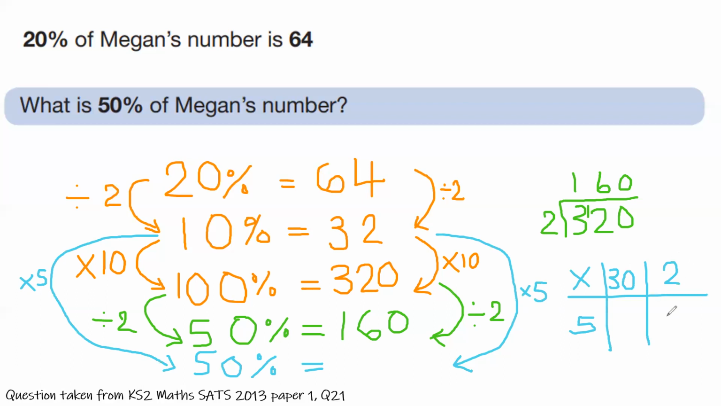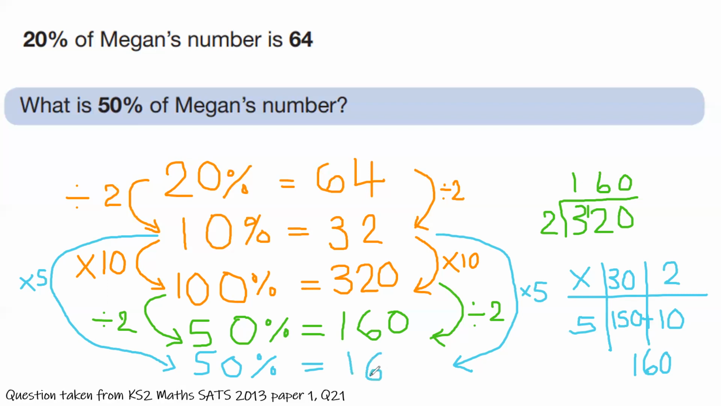So we can do 5 times 2, which gives us 10. Then 5 times 30, so we'll ignore the 0 for now, take that off and put it back on later. We'll do 5 times 3, and that gives us 15. And now we can add the 0 back on the end, so we get 150. And now if we add these two together, 150 plus 10 will give us 160.